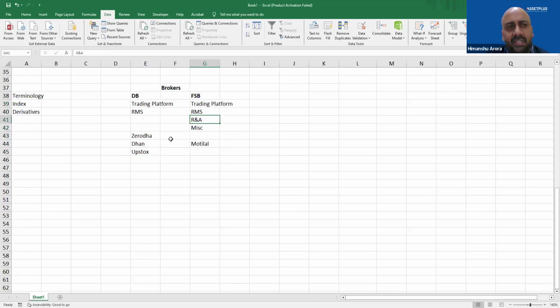Research and advisory is when the broker publishes reports to buy and sell certain shares or sectors or economy. And then miscellaneous are certain things like, for example, cheque collection or call and trade facility or some extra customer support. So these are 4 services given to you by a full service broker, out of which 2 services, trading platform and risk management service, are given by a discount broker. And the examples we have already covered.